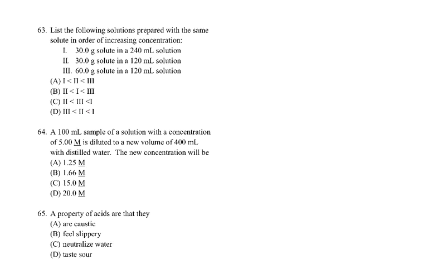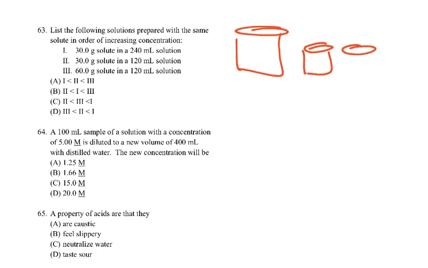Okay, list the following solutions prepared with the same solute in order of increasing concentration. So the first one, we got 30 grams in 240, 30 grams in 120, and then 60 grams in 120. The first one here, I have a bigger volume, 240, and then I have 120, and I have 120. This helps me think. The first one I'm going to put 30, second one I'm going to put 30, and the third one I'm going to put 60.